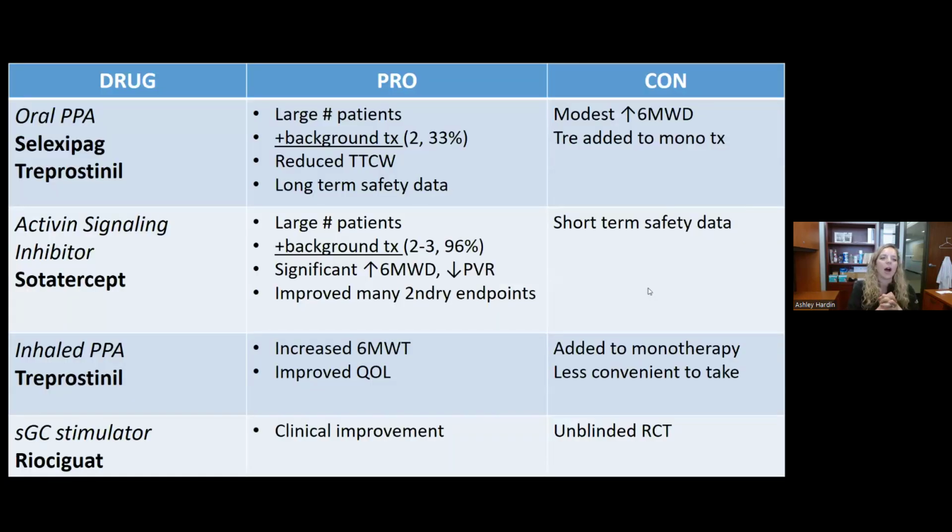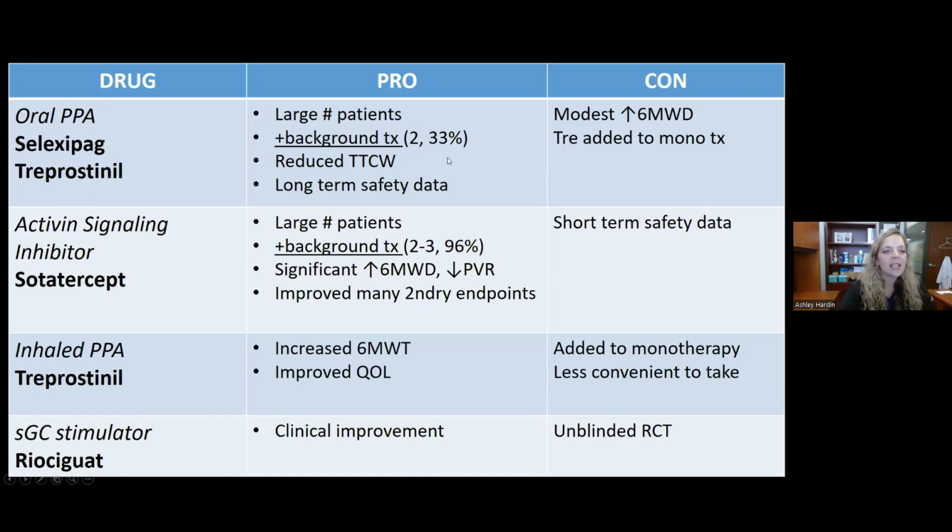Okay, so here are the different options we talked about for that intermediate low risk group. We've got oral prostacyclin, selexipag, oral treprostinil, Orenitram is the brand name. We have activin signaling inhibitors now, Sotatercept, inhaled prostacyclins, inhaled treprostinil, also Tyvaso is the brand name for that, and then soluble guanylate cyclase stimulators, or riociguat. Adempas is the brand name for that.